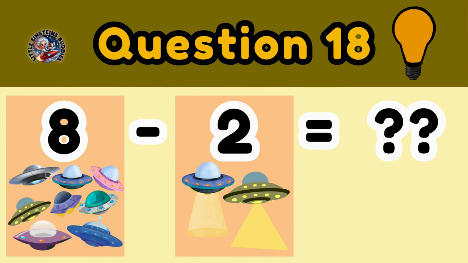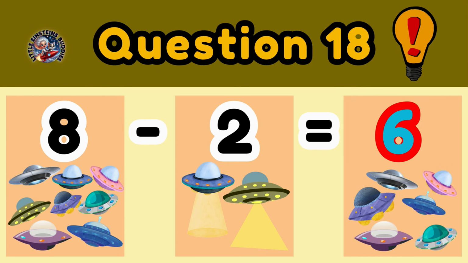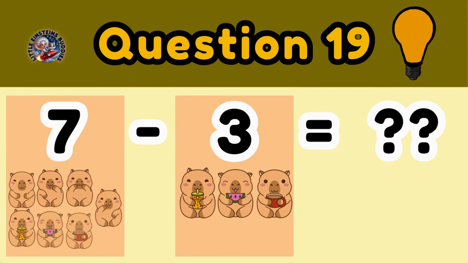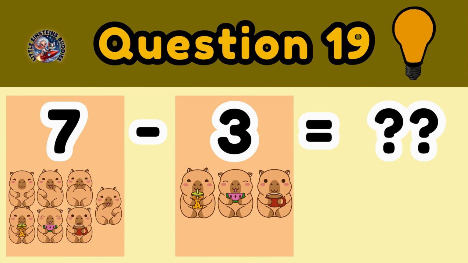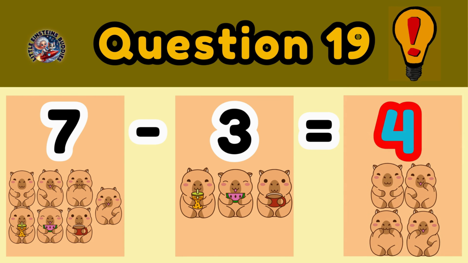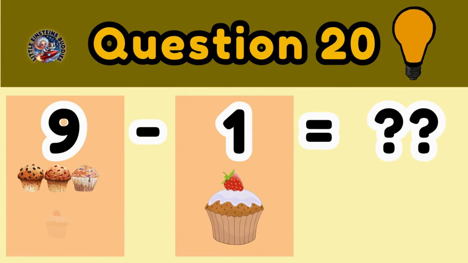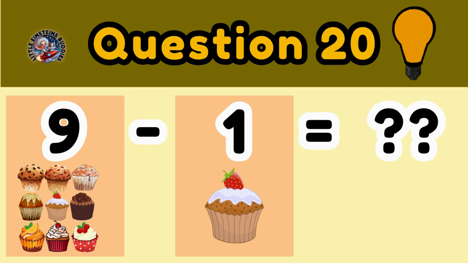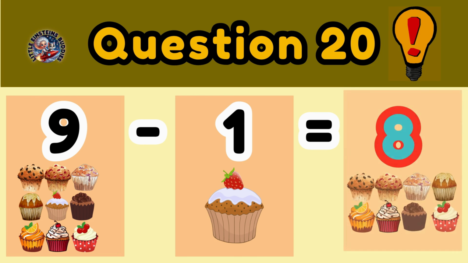Question 18. 8 UFO ships minus 2 UFO ships is equal to. Six UFO ships. Question 19. 7 capybaras minus 3 capybaras is equal to. Four capybaras. Question 20. 9 cupcakes minus 1 cupcake is equal to. Eight cupcakes.